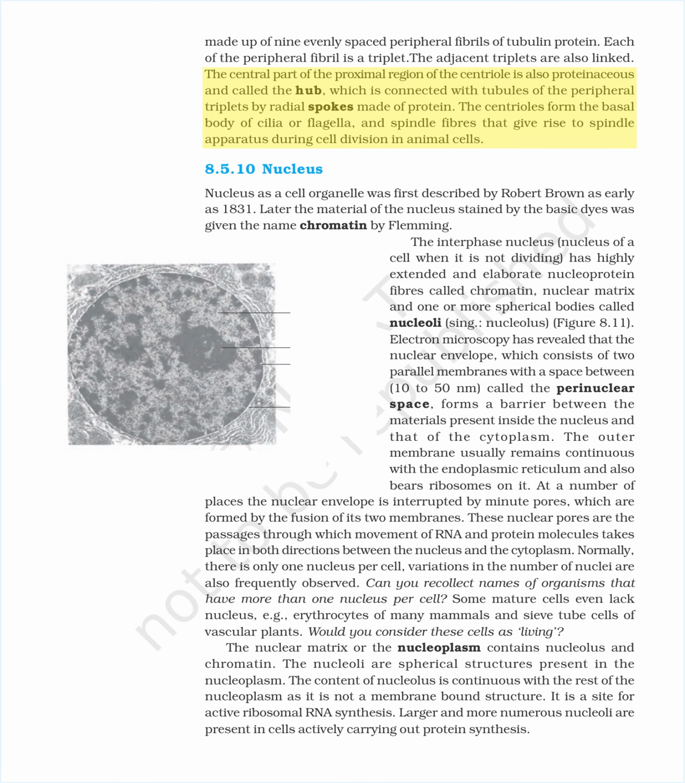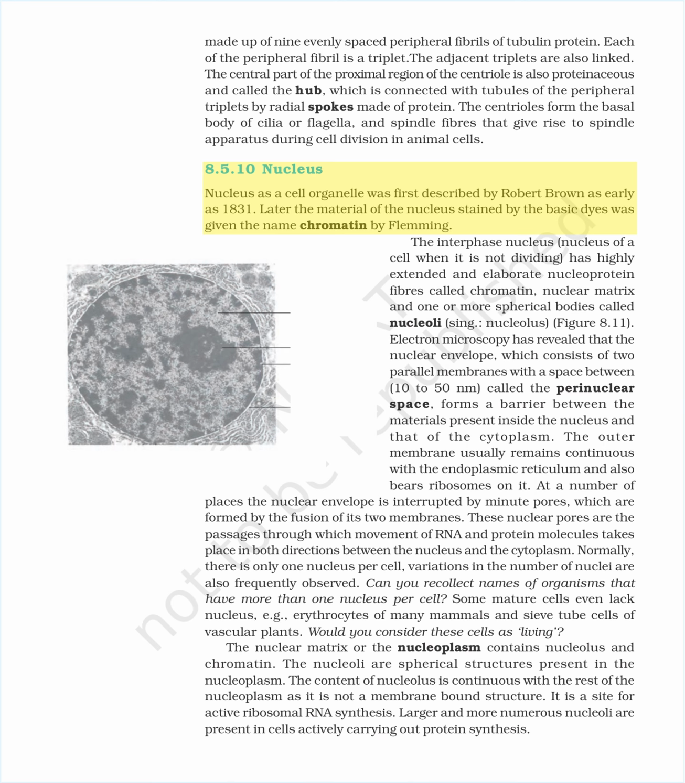The central part of the proximal region of the centriole is also proteinaceous and called the hub, which is connected with tubules of the peripheral triplets by radial spokes made of protein. The centrioles form the basal body of cilia or flagella, and spindle fibers that give rise to spindle apparatus during cell division in animal cells.